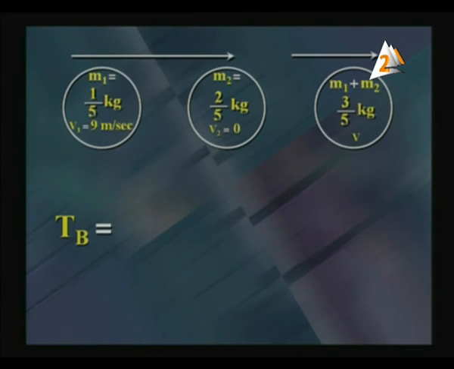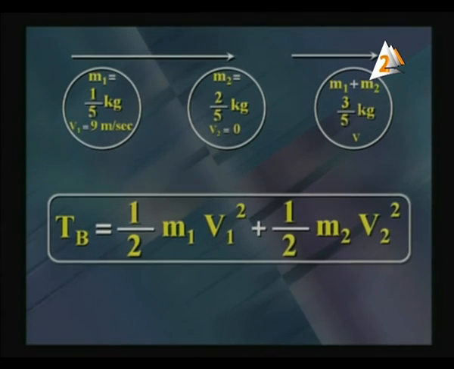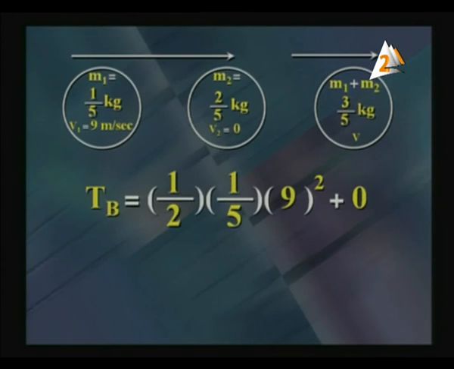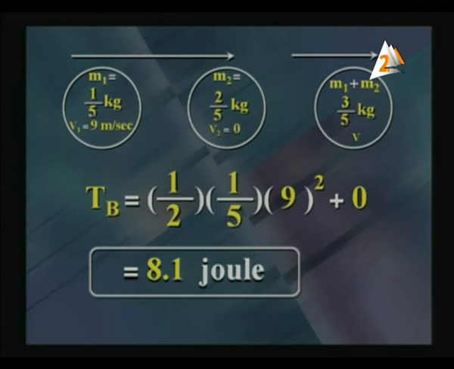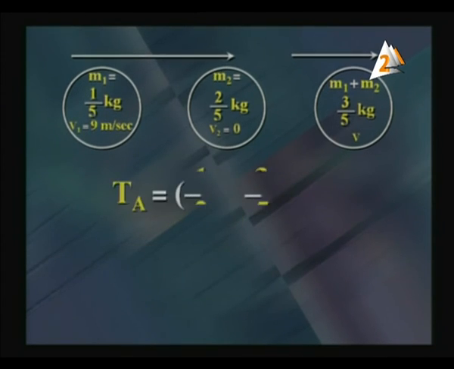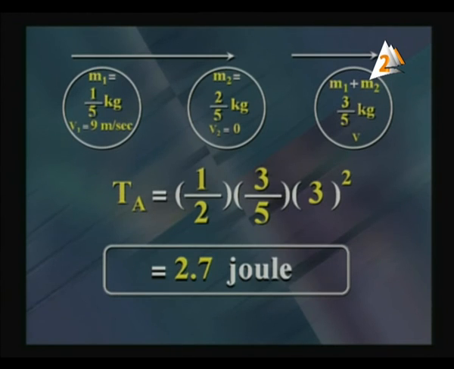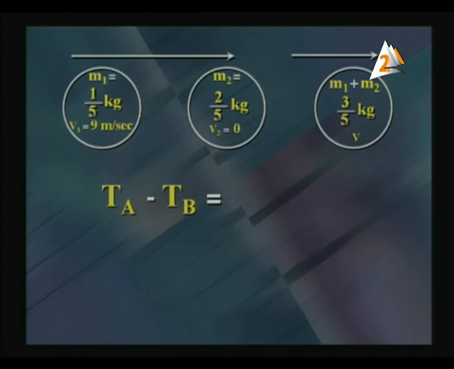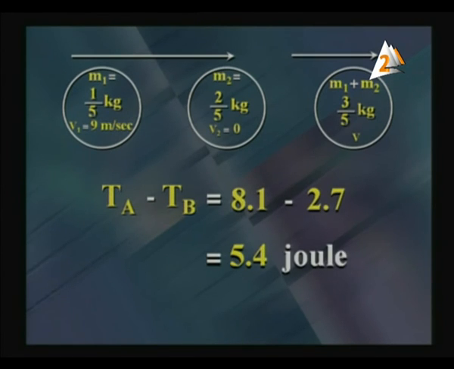As second required, we say the kinetic energy before collision, or TB, equal half m1 v1 square plus half m2 v2 square, or 1/2 times 1/5 times 9 power 2 plus 0, which is equal to 8.1 joule. And the kinetic energy after collision, TA, equal 1/2 times 3/5 times 3 power 2, which is equal to 2.7 joule. Now, the lost kinetic energy, TB minus TA, equal 8.1 minus 2.7 equal 5.4 joule.